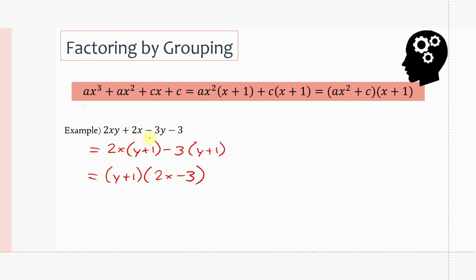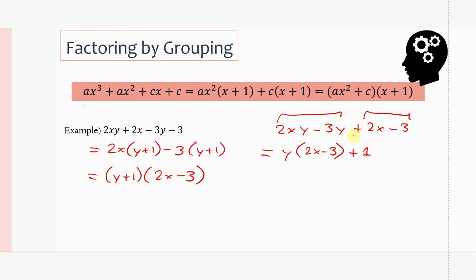We could also rearrange this first expression, say 2xy minus 3y plus 2x minus 3. Now we can factor out a y from here. We can say y times 2x minus 3. And we can't really factor out anything from here, but that's a lie. We can actually factor out a positive 1. And we can put it here, but we don't have to. We can just say plus the brackets 2x minus 3.